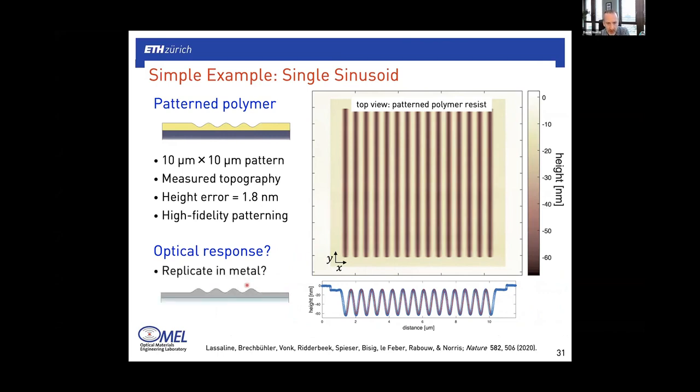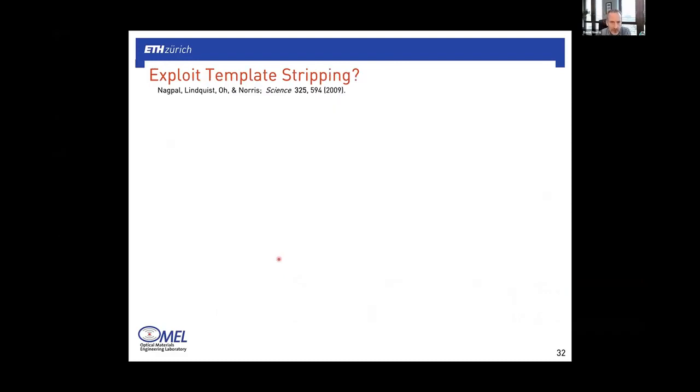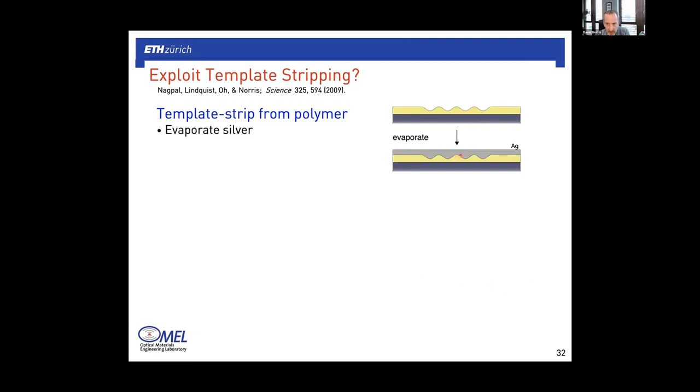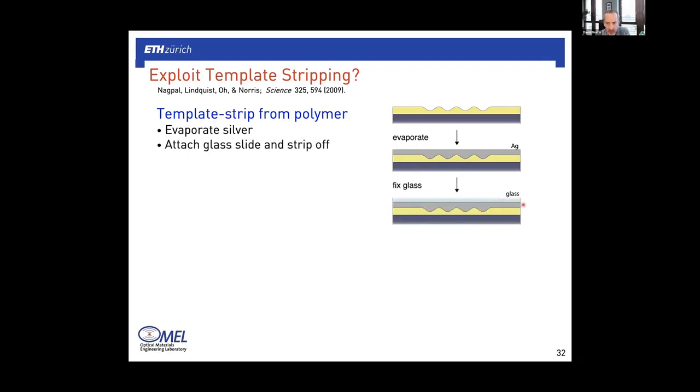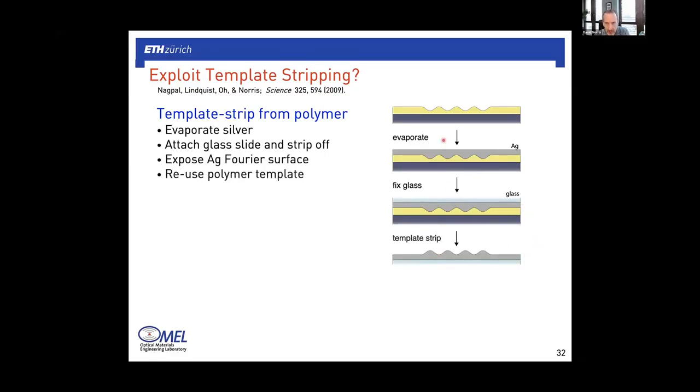And so we can start with just metals, and then we can turn to our old friend of template stripping and see if this can replicate that polymer surface. So in other words, taking that polymer interface and evaporating silver on it instead of a patterned silicon, and then again, bring in epoxy and a piece of glass and template strip it off, and then to see if we can get a nice wavy silver surface. And this would also allow us to reuse the polymer template, just like we reused the silicon template before. Okay, so does this work?